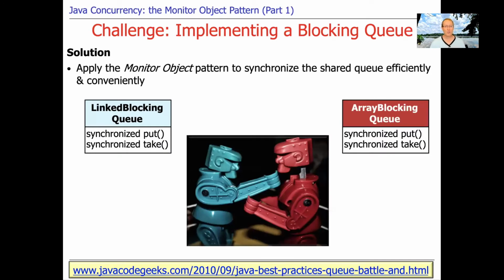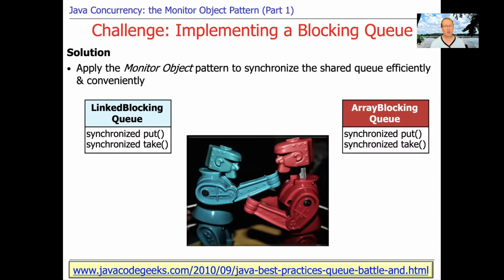So we're going to use the monitor object pattern in order to do this. And you can see that there's a couple of different ways to do it in Java. One is to do it with linked blocking queue. The other is to do it with array blocking queue. We're going to talk here about linked blocking queue.